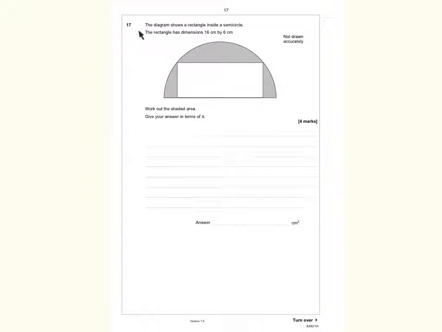So question 17 says, the diagram shows a rectangle inside a semicircle. The rectangle has dimensions 16 centimeters by 6 centimeters, so it's here. Work out the shaded area. Give your answer in terms of pi.